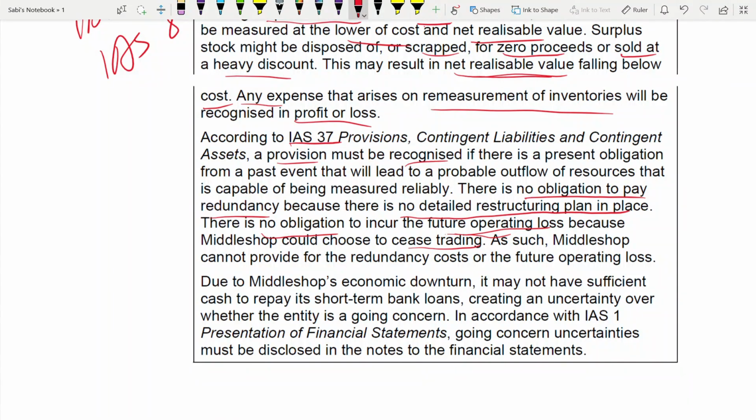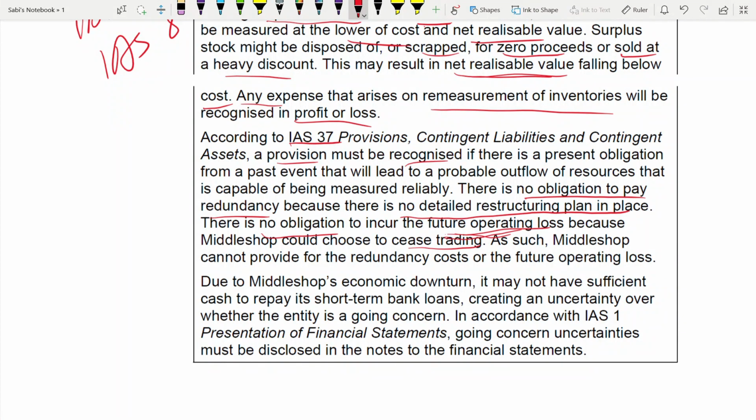But in this case, you can. How? When you cease to trade, when you stop trading, you will not make any future operating losses. So that means you have no obligation to provide for future operating losses. Okay, the detail is there in IAS 37 for future operating losses. You can read it to better understand this.